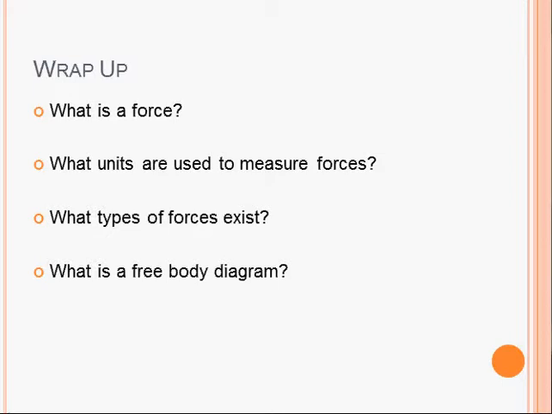What units do we use to measure forces? Forces are measured in newtons, and 1 newton is 1 kilogram meter per second squared. What types of forces exist? Well, the types of forces we have are the contact and field forces. We said those were the two broad categories. And if we want to look into the specifics of the field forces, we have the gravitational, electromagnetic, strong nuclear, and weak nuclear forces. And then finally, what's a free body diagram? It's just a picture that shows all the forces acting on the object. They have names, maybe they have values, but it shows what forces are acting on it in what directions, and it's going to help us analyze the object later.